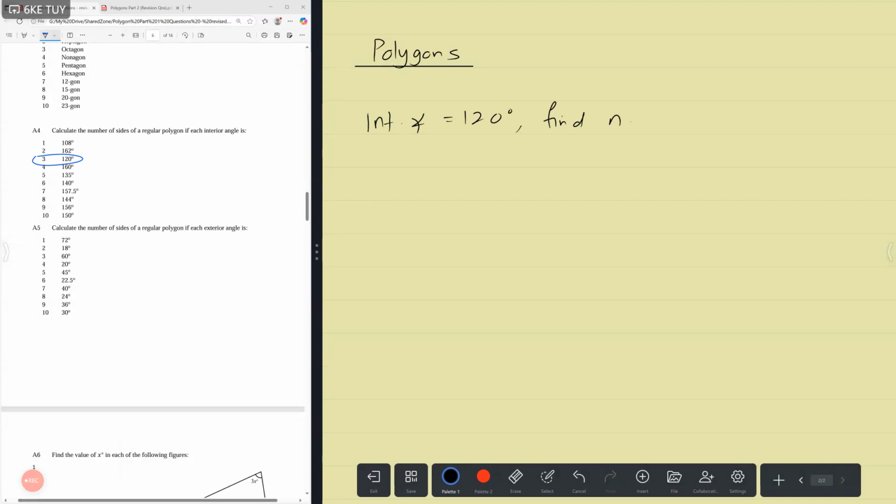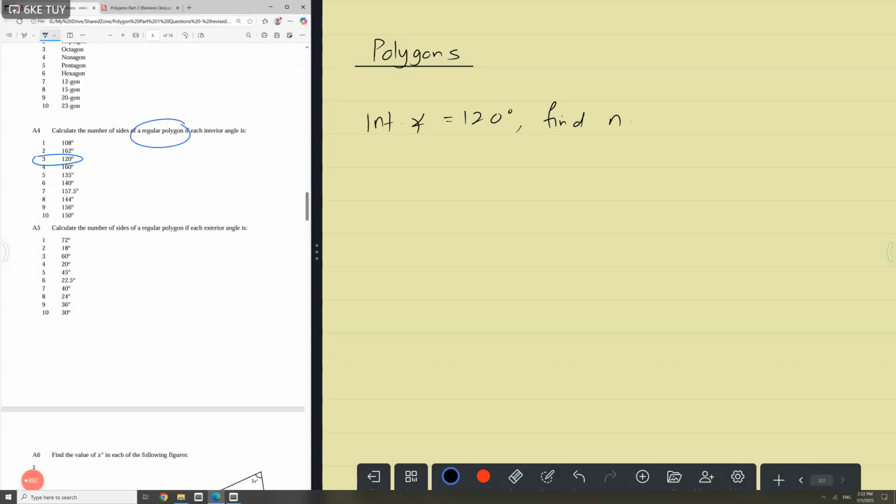Okay, find n. The good thing about this is it is a regular polygon, and usually if they give you one value only, it has to be a regular polygon. That's the bonus thing. Because it's a regular polygon, it makes our job easier. So how do we find the value of one interior angle? We take the sum, 180 degrees multiplied by n minus 2, divided by the number of sides to get one interior angle. And in this case, we have 120 degrees.